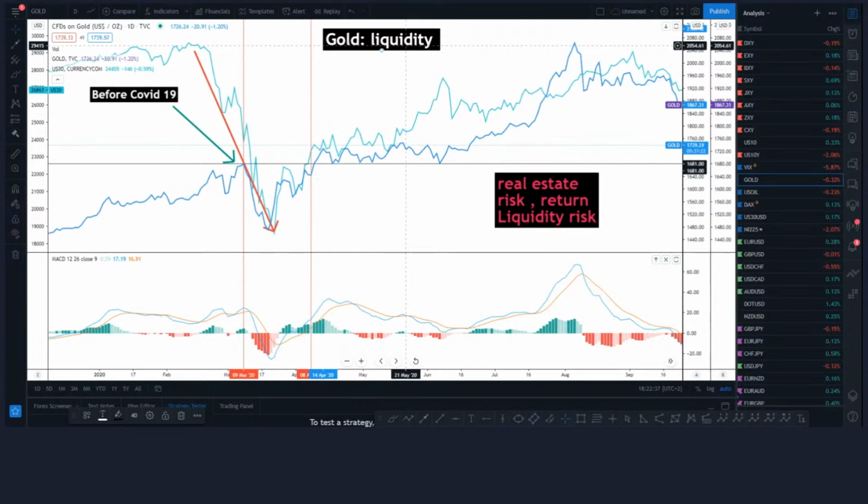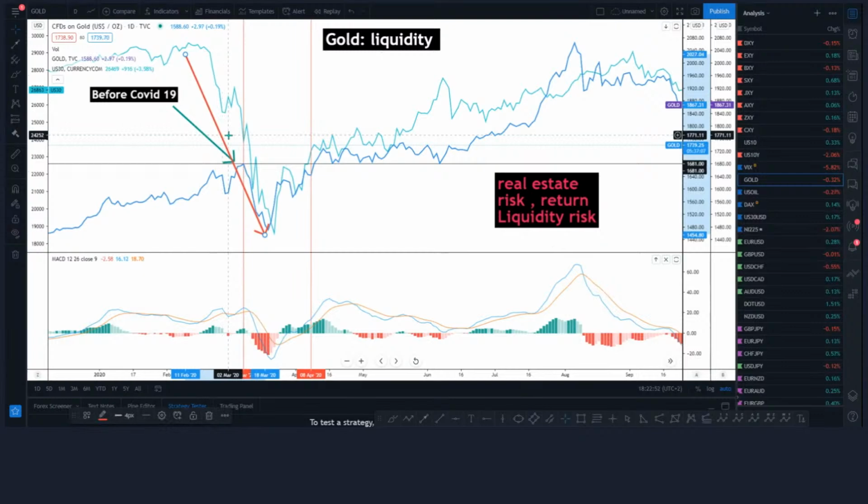If you have dollars, you go outside, everybody's going to take the dollar from you. It doesn't matter if the dollar index is at 103, just like at the Corona time, or at 89, 90, just like now, around 91 or so. Okay, so liquidity risk. Gold does not have a liquidity risk.